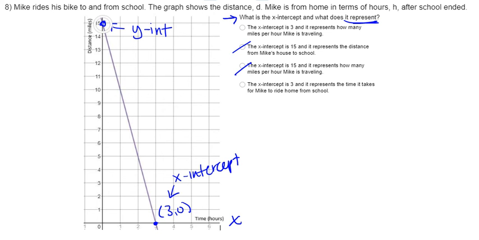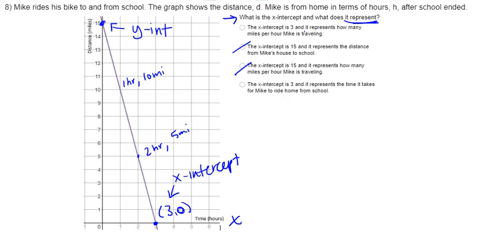right when school ends. Okay, so then after 1 hour, Mike would be 10 miles from home. After 2 hours, Mike would be 5 miles from home. And then lastly here, when we go through that x-intercept, after 3 hours, Mike is 0 miles from home, which means Mike has gotten home. Okay, so it takes him 3 full hours to get home riding his bike, which is pretty crazy. He must have made some stops along the way, or he's a really slow pedaler.